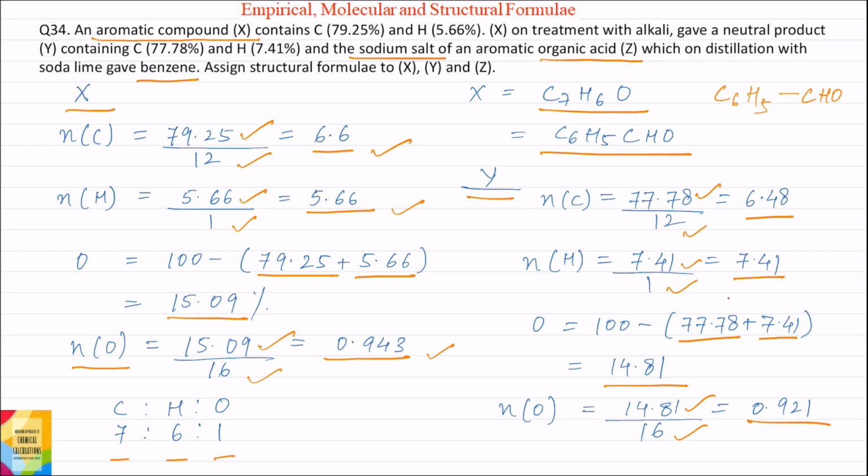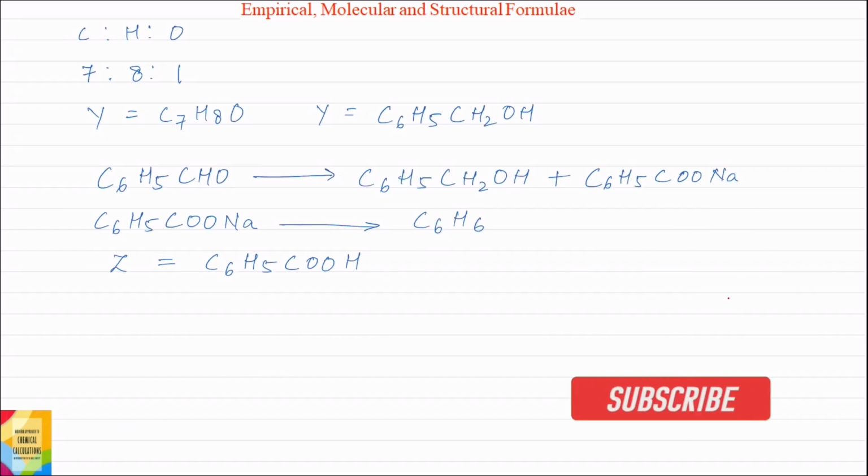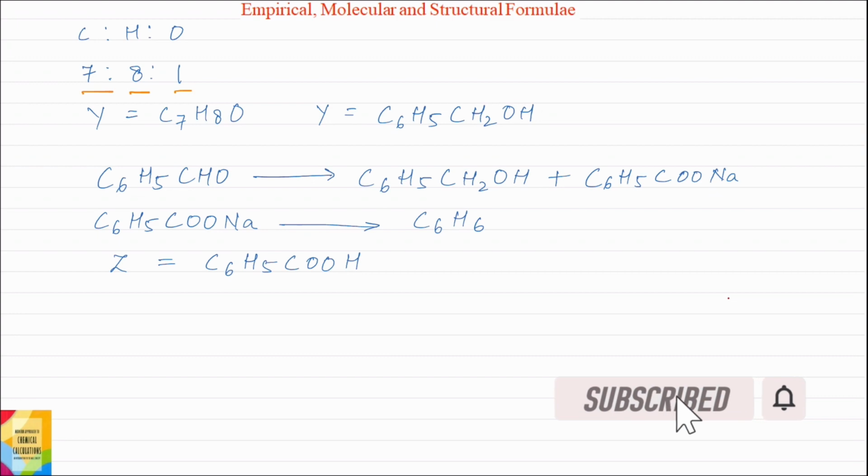equal to 0.921 moles. अब moles of carbon, moles of hydrogen और moles of oxygen को divide कर देंगे 0.921 से, and we get a simple ratio of the number of moles of carbon, hydrogen and oxygen in Y, which is equal to 7:8:1. तो Y का molecular formula हो जाएगा C7H8O.